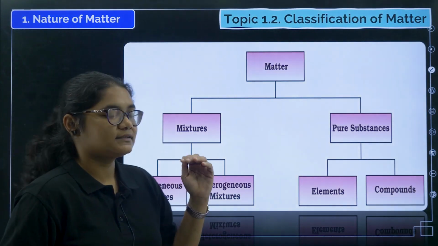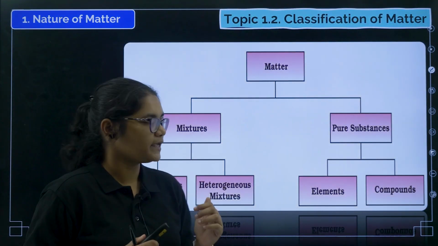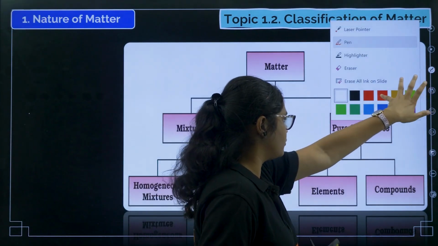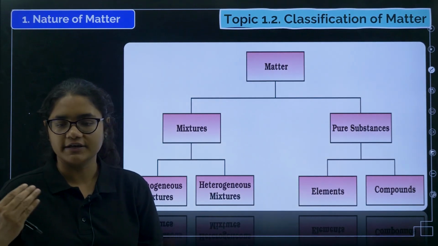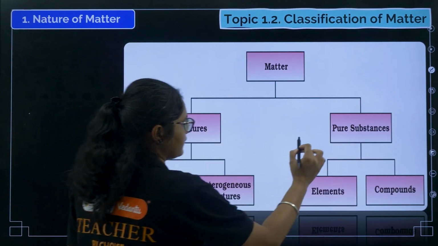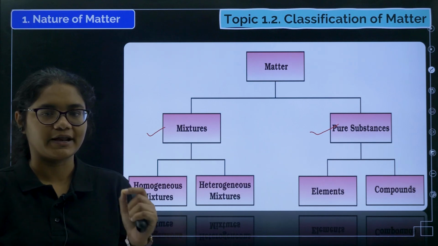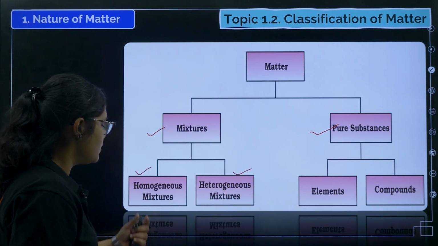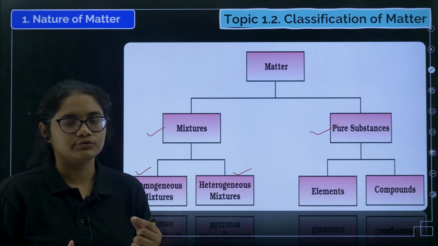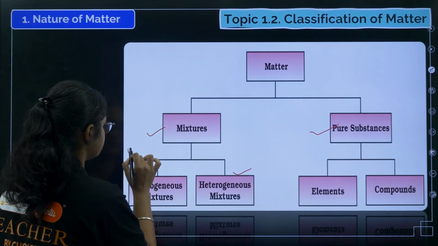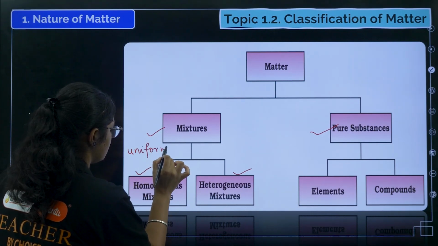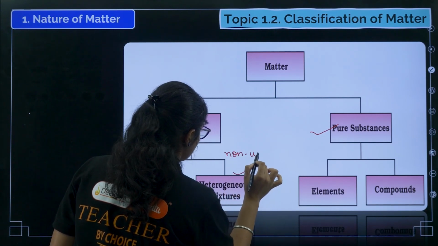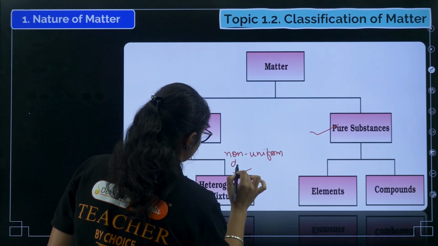Next, coming to the second topic, that is classification of matter. Here let us discuss how matter is classified. Okay, so yes, matter is classified first into 2 things, that is one is mixture and another is pure substances. Okay, mixture and pure substances. Now mixture can be of 2 types, homogeneous and heterogeneous. Homogeneous mixtures are those where the distribution is uniform. Okay, so homogeneous mixtures means uniform distribution. Okay, and heterogeneous mixture means non-uniform distribution. Okay.